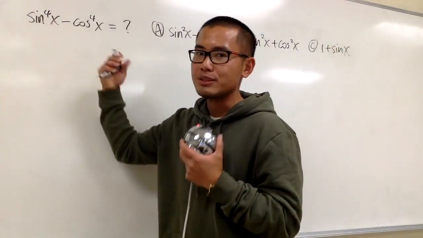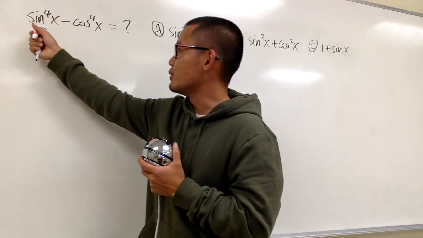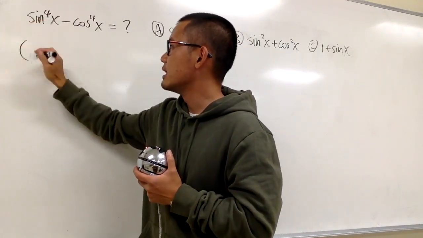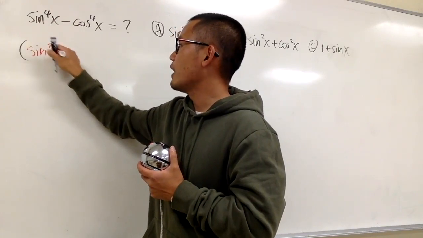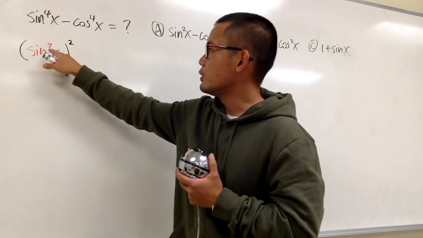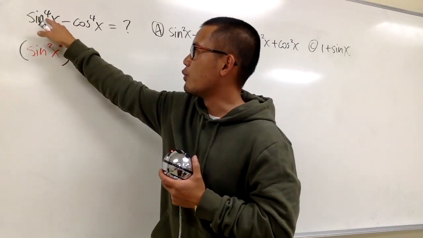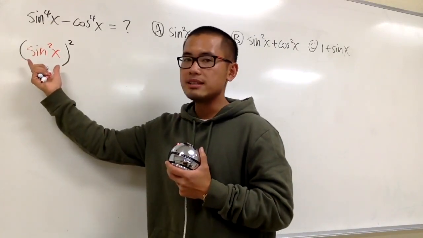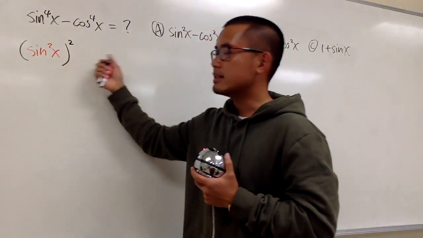But before I do that, I have to set it up first. So to do so, let me show you. For the sine to the fourth power x, I will have to write this as sine square x and then square like this, right? You see, we can multiply the powers and we can get a 4 back right here. And the reason I have to do this is because I need to look at this as a square and then minus b square.